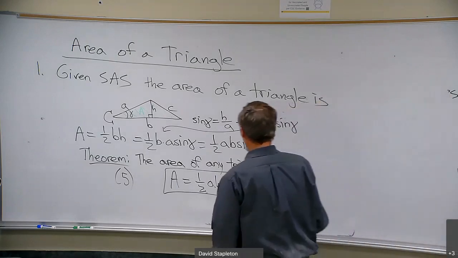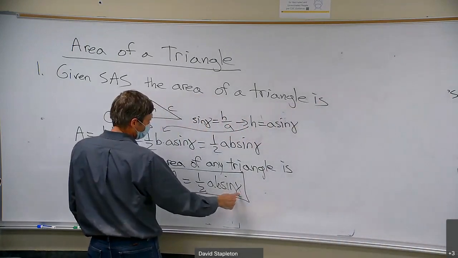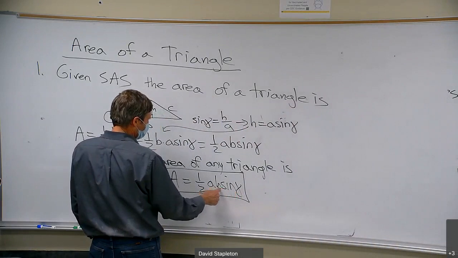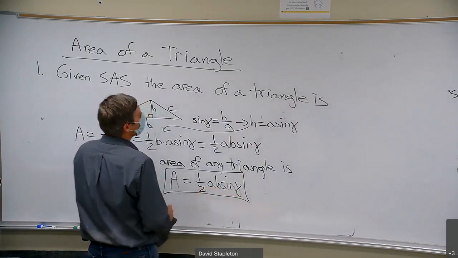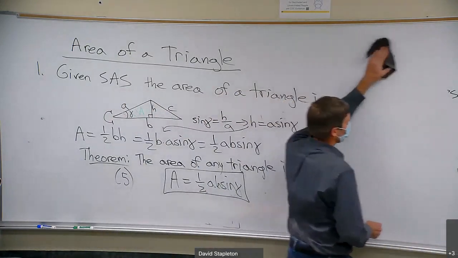And you just have to remember, gamma C is the side between sides A and B. This letter not being one of these two makes it the angle between these two. So it's a side-angle-side case only.